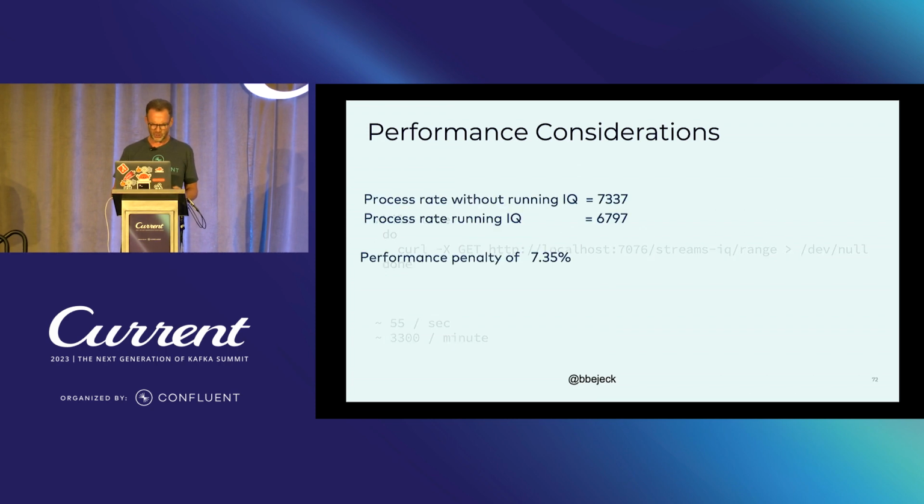And what I observed was that just running Kafka Streams without accepting any interactive queries, it processed about 7,300 records per second. Then starting up interactive queries and just letting that run, it processed about 6,700 per second. So it was a performance penalty of about 7.35%.